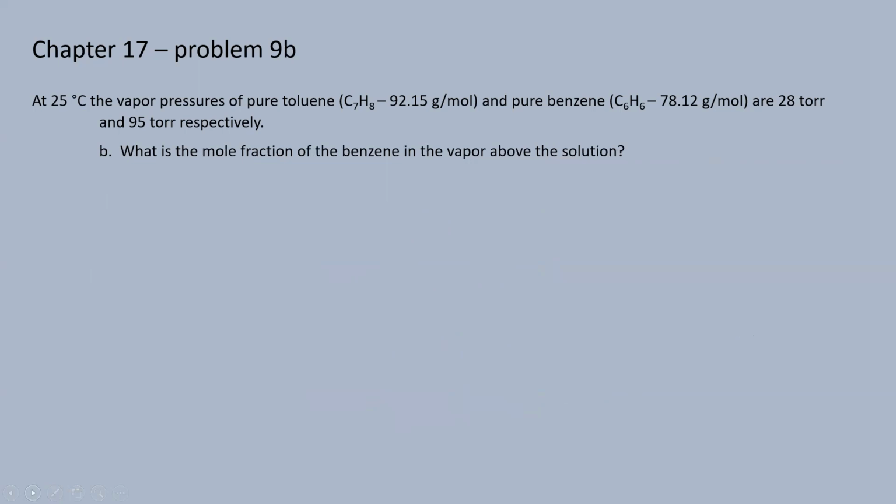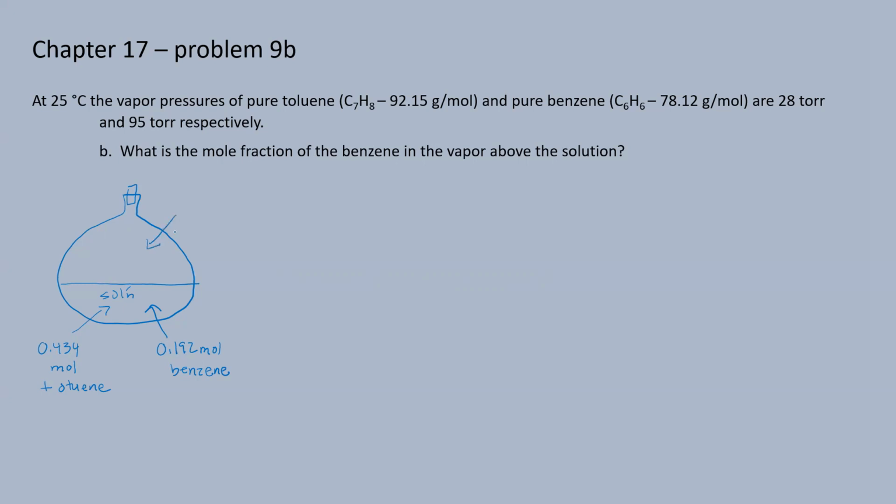Part B. What is the mole fraction of the benzene in the vapor above the solution? So if we're looking at the flask, down here in the solution, there was 0.434 moles of toluene and 0.192 moles of benzene. So those are the mole fractions in the solution we used to get those vapor pressures.